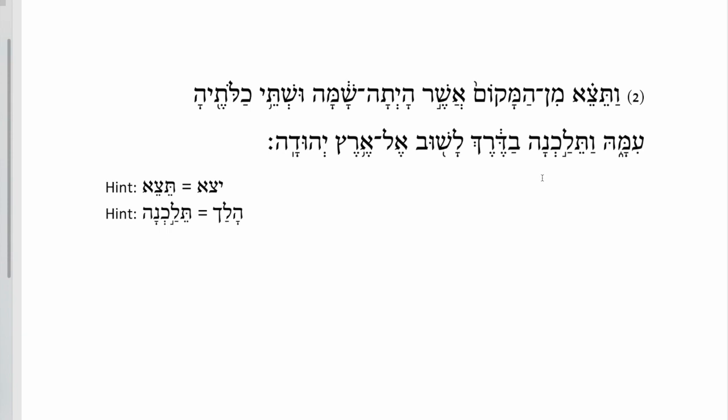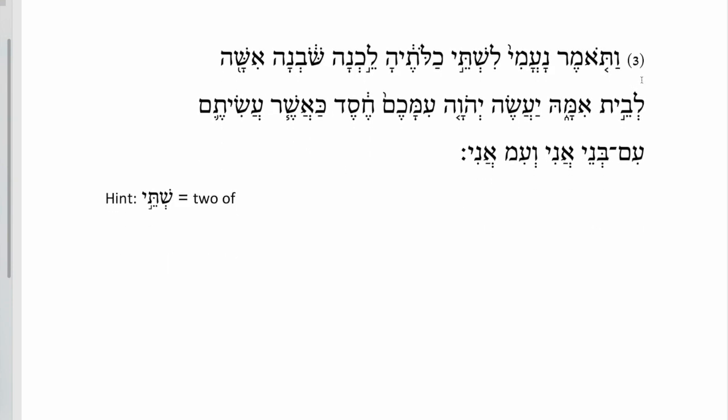So tetze is singular. So, and she went out. This now is plural. Vatelachna, and they went. Baderek, in the way, or on the way. La shuv, to return. This is our verb shuv, to return. This is just a call infinitive construct right here. To return, El Eretz Yehuda, to the land of Judah. All right?